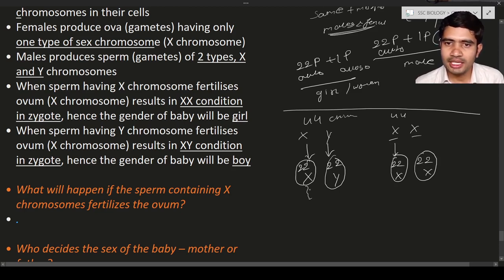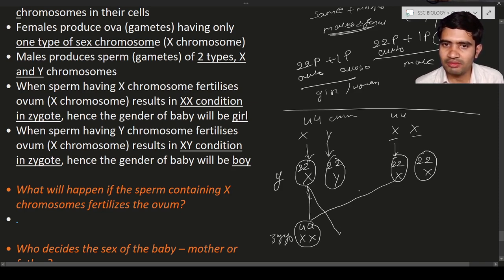If the 22 plus X chromosome containing spermatozoa fuses with the 22 plus X containing ovum, then you will see 44 X and X. This is one type of zygote. What is a zygote? After the fertilization, the fusion of the male spermatozoa and the female ovum, there is formation of the zygote. So one combination is 44 XX.